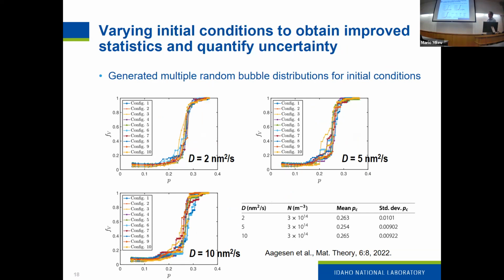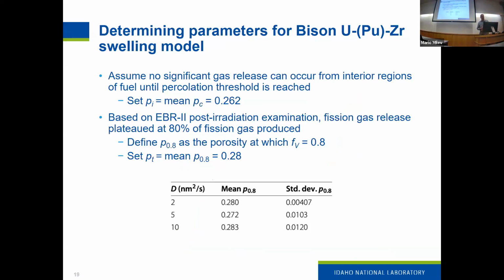The other thing that we looked at was just developing different plots of this interconnectivity function, or this fraction vented function, for different values of diffusivity. Then trying to calculate an average based on those many configurations of what is the mean value of the percolation threshold. So, again, we're trying to connect this to engineering scale field performance. So how do we do that?